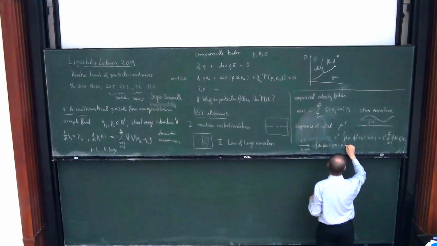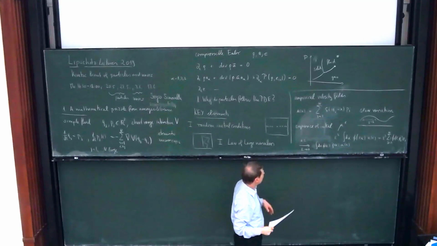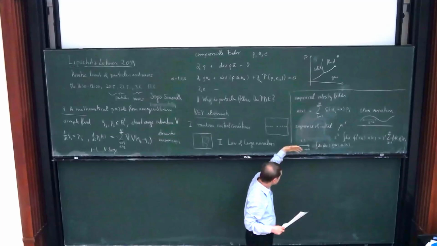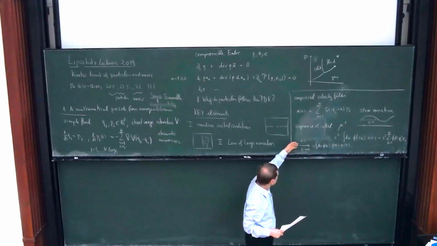Maybe I didn't say this so nicely, but what I want to say is that in any one of these problems, what you assume is not only that the number of particles is large, but also that your initial conditions are made in such a way that almost surely they converge to the macroscopic profile.